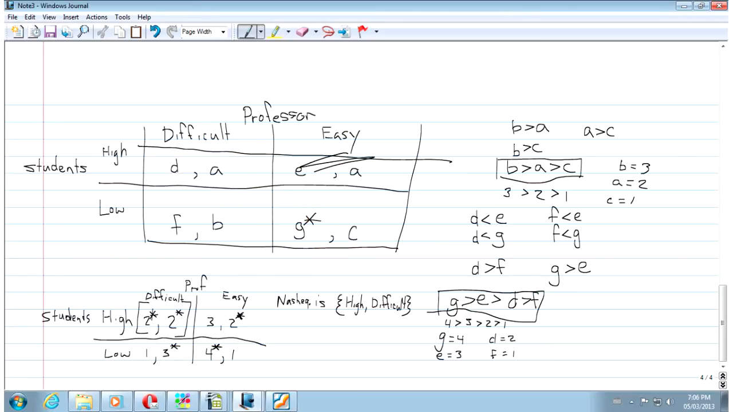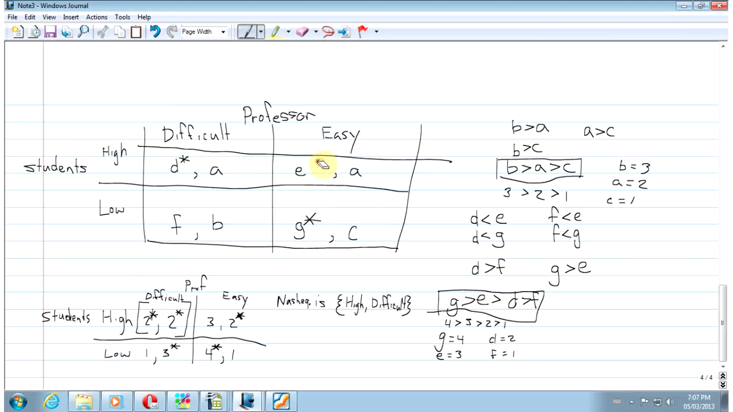Now I erase that line. I'm going to fix the professor's behavior as setting a difficult test, so I'm blocking off the easy column. And now for the students, I'm comparing a payoff of D with a payoff of F. And I look at my ranking system and I see that D is strictly better than F. So I'm going to put a little asterisk there.